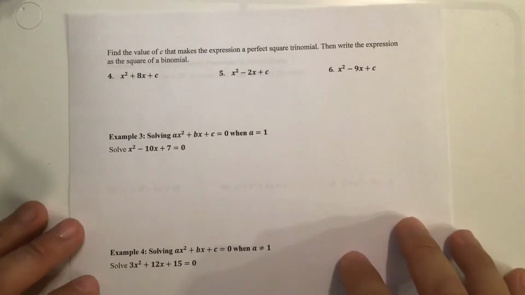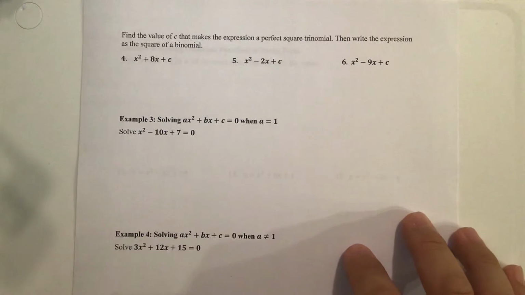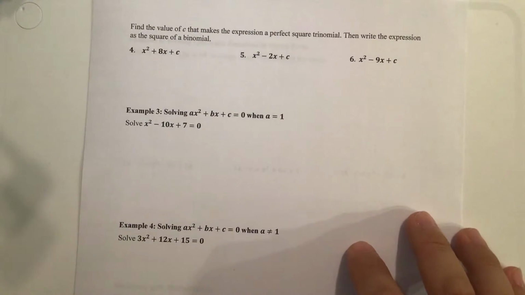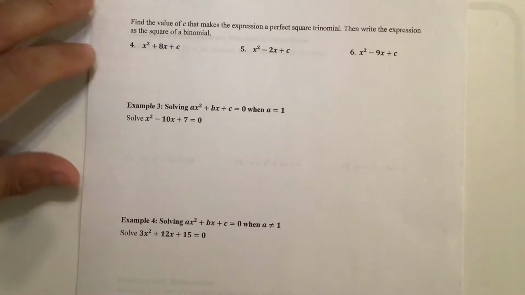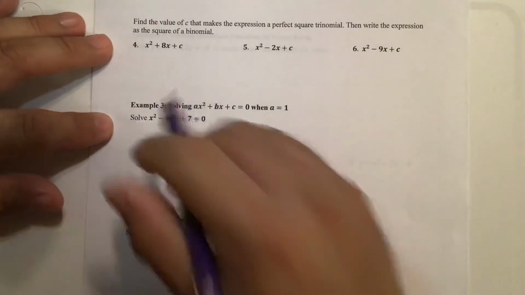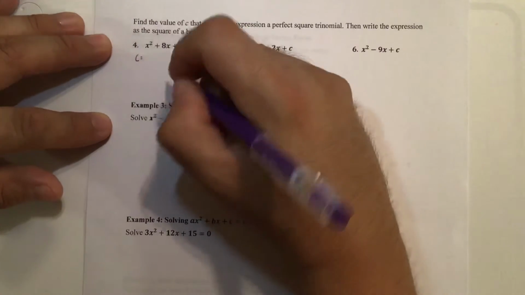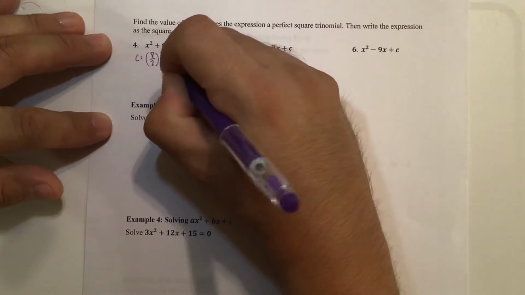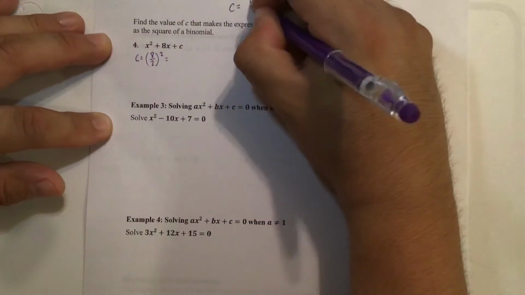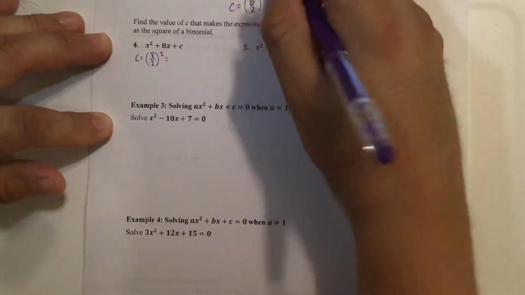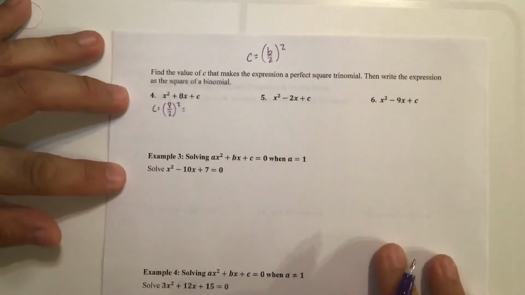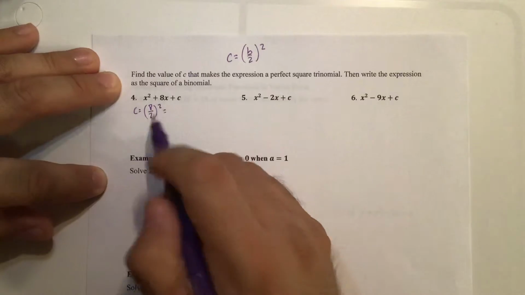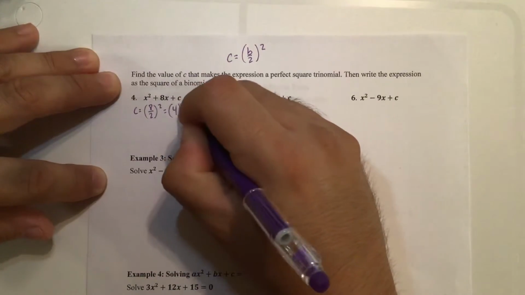All right, and now for these ones right here, same thing, you're going to find that perfect c value and then make it a perfect square trinomial and then get the square of a binomial. All right, so the first one, c equals b, which is going to be 8 divided by 2 squared. So again, the formula is c equals b divided by 2 squared. Okay, so b is 8 divided by 2 squared. So 8 divided by 2 is 4.